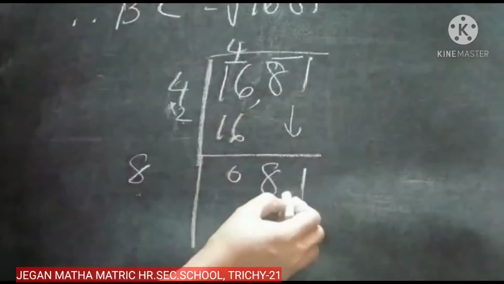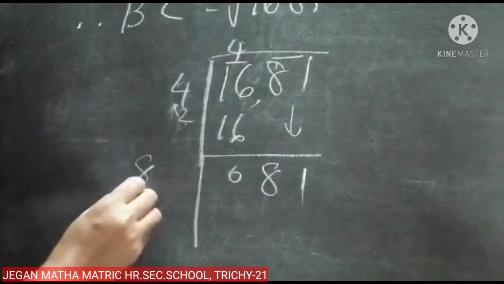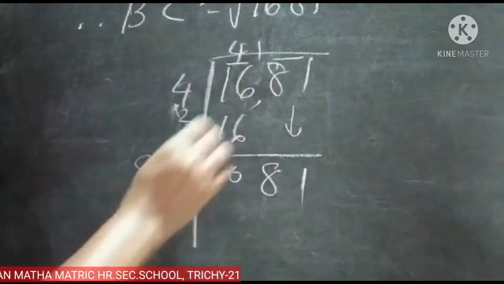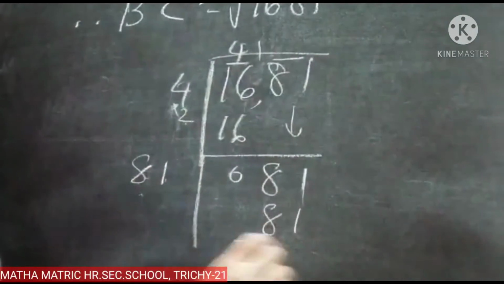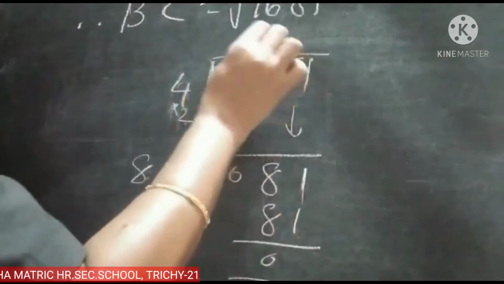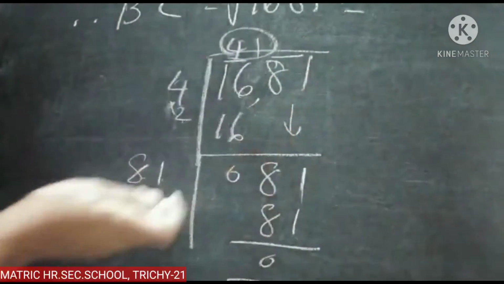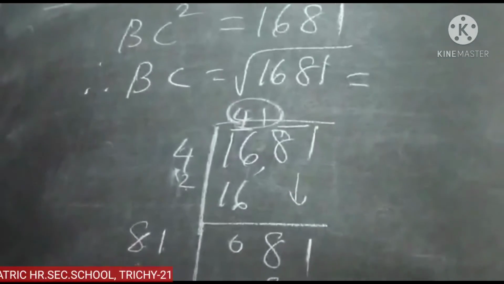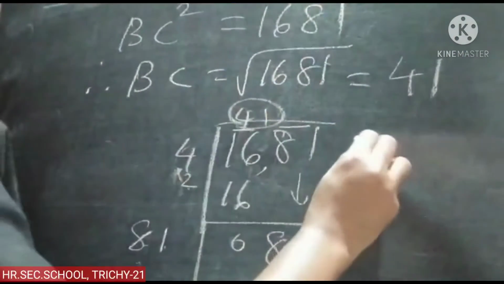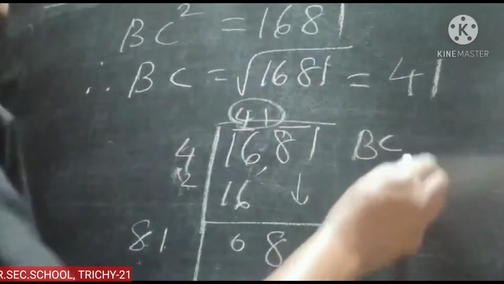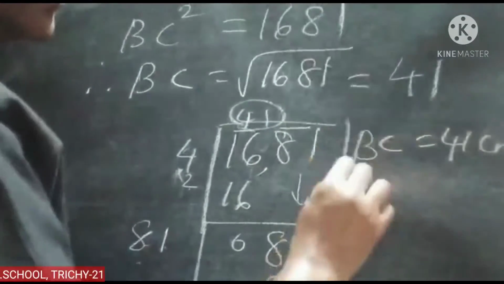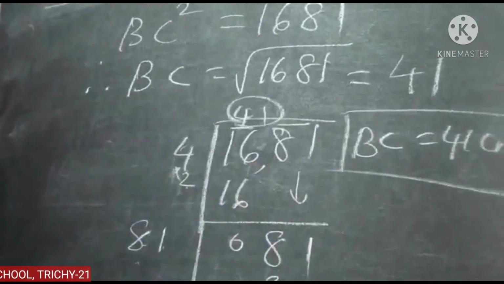Bring down the number 81. Here 8 only, so you have to put 1. So 81 into 1 equal to 81, and you will get 0. The remainder is 0. So the square root of 1681 is 41. That is BC, the x value, the value of the hypotenuse side. BC equal to 41 centimeter. Whatever the measurement given, you have to write the unit. Okay, is it clear?